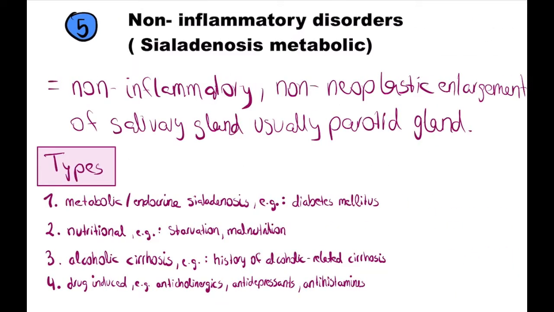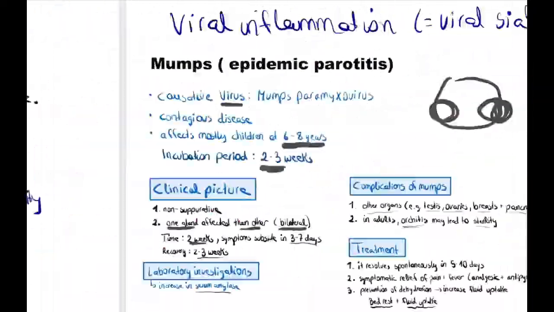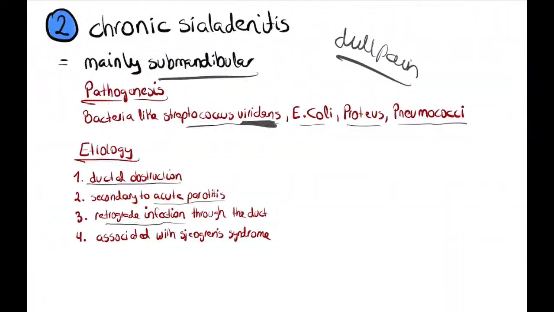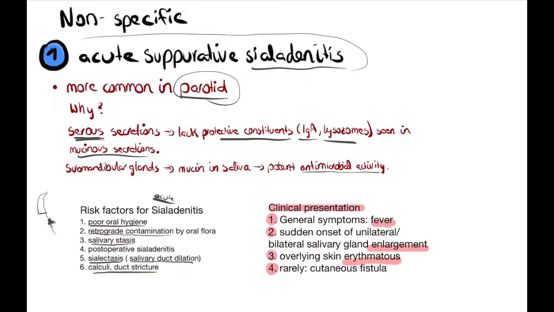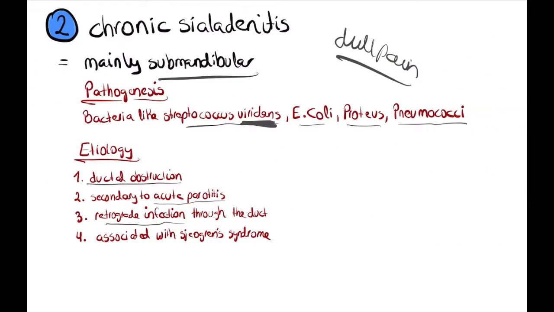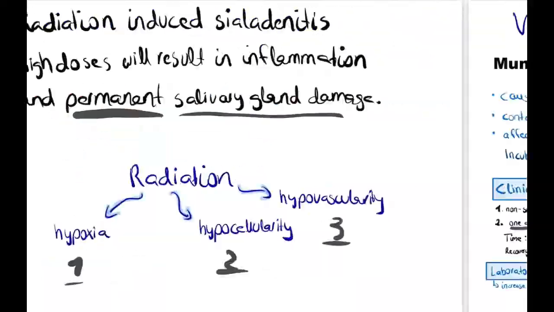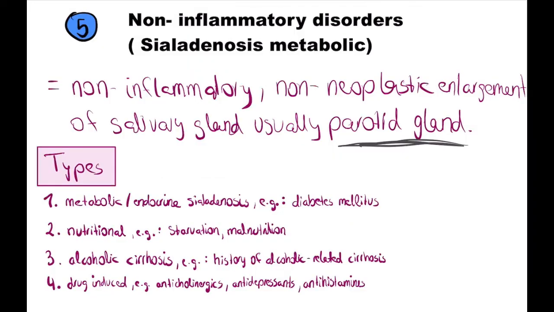Now we have the fifth type, the non-inflammatory disorder. It's also called sialadenosis, metabolic. Usually the parotid gland is affected. This is the same as we have talked about with the acute suppurative cellulitis, which is caused by the parotid gland, while the chronic is mainly affected by the submandibular gland. So now we talk about the fifth type, the non-inflammatory disorder.